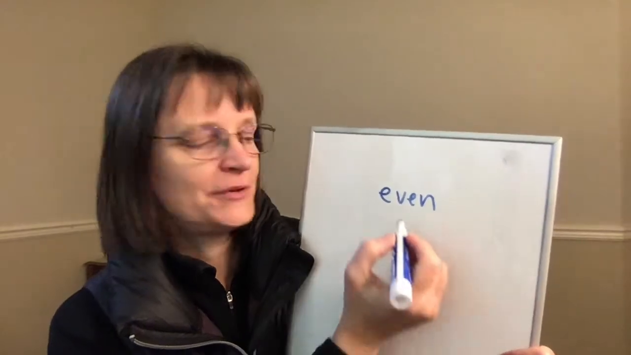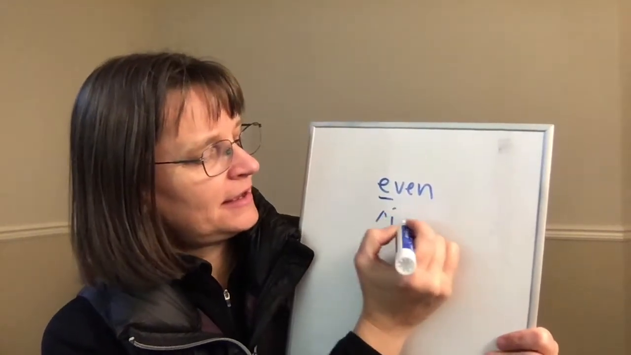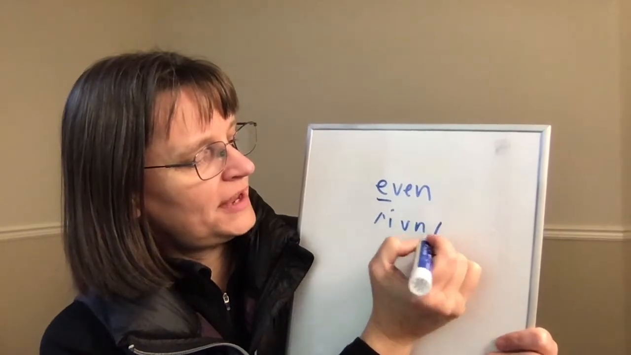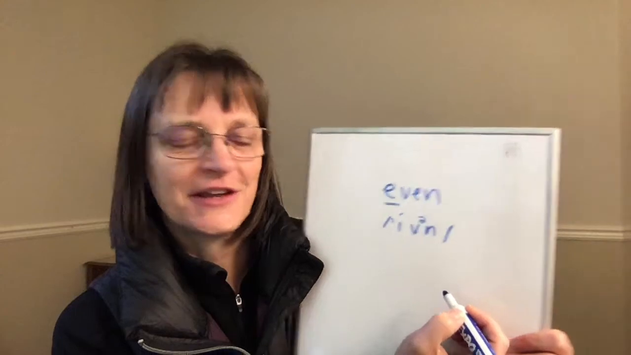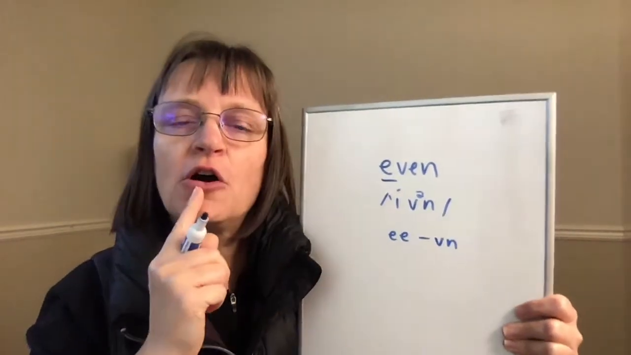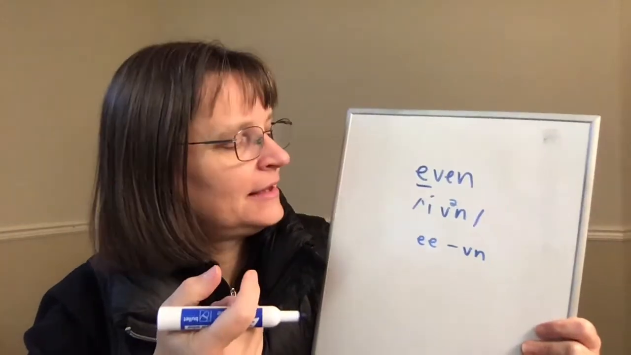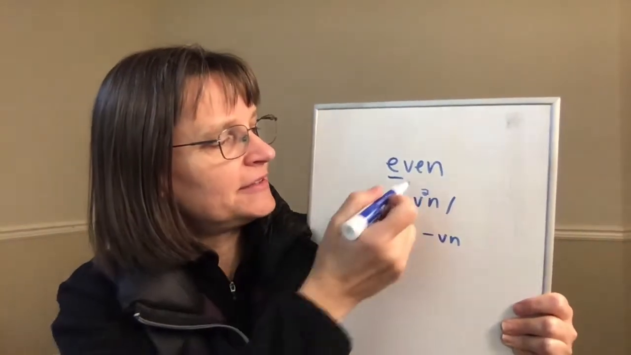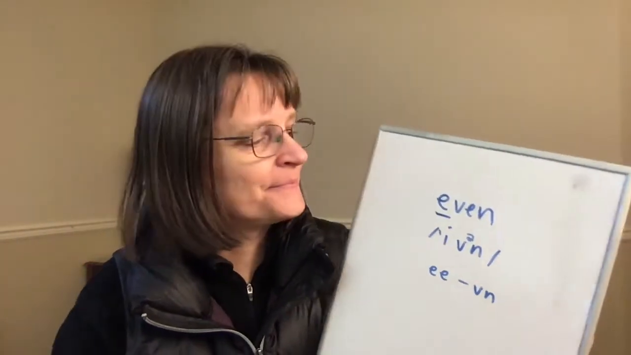Even has first syllable stress, so this E actually says the E sound. And then we either have a schwa or almost no vowel sound in the second syllable. So it sounds like even, vn. So I go almost right from that V into the N, vn, even though it has the letter E, it doesn't have much of a sound in that second syllable for even.